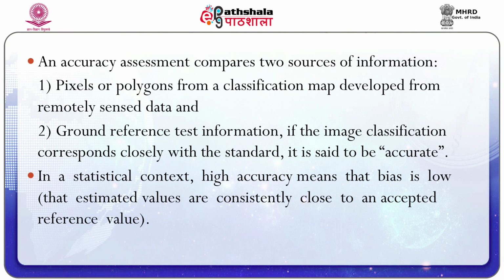An accuracy assessment compares two sources of information. First, the pixel or polygon from the classification map developed from remote sensing data, and second, ground reference test information. If the image classification corresponds closely with the standard, it is said to be accurate. In a statistical context, high accuracy means the bias is low. The accuracy of spatial data has been defined by the USGS in 1990. Accuracy assessment or validation is an important step in the processing of remote sensing data. It determines the information value of the resulting data to a user.